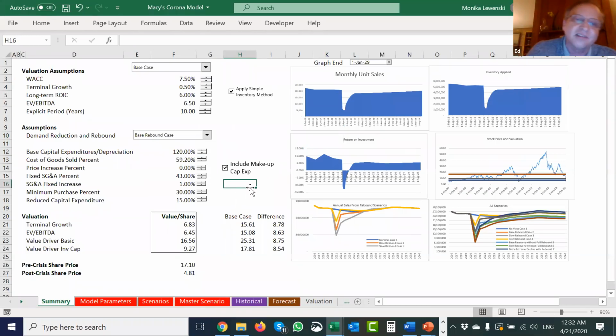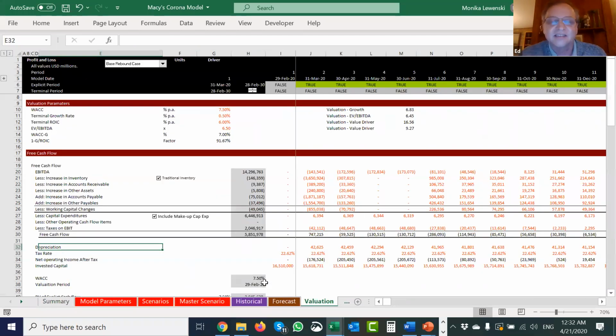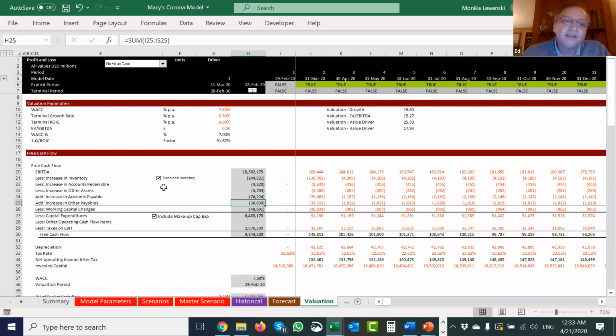You can imagine all sorts of presentations you could do with this. All right, there's one other issue I want to address very quickly, and that's the issue of capital expenditures. Let's again put it back to a no virus case. When you have a no virus case, and I made a little thing here, then we go back from our no virus case to our rebound case.